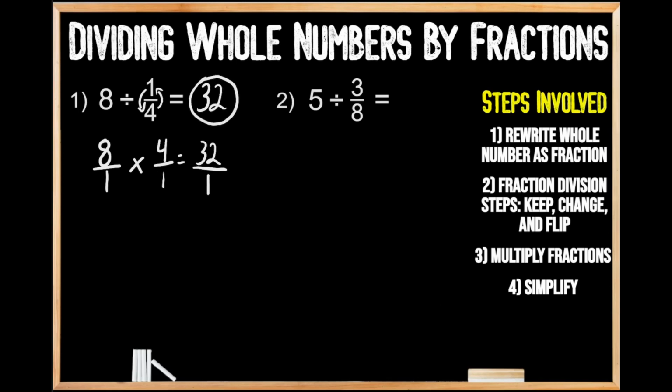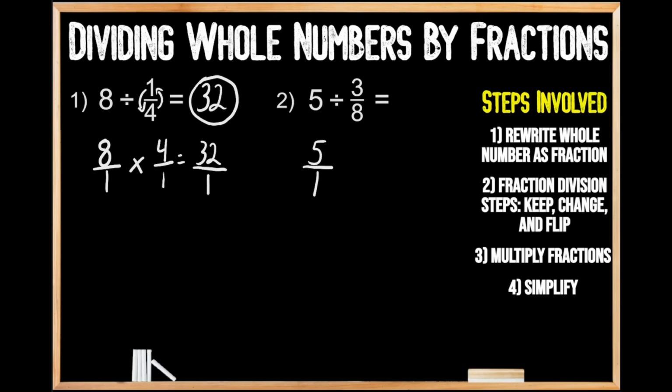Now we're going to move on to question number 2, where this time we're being asked to divide the whole number 5 by the fraction 3/8. Remembering our first step is to rewrite our whole number as a fraction. Our numerator is going to be the value of our whole number, which in this case is 5, with a denominator of 1.